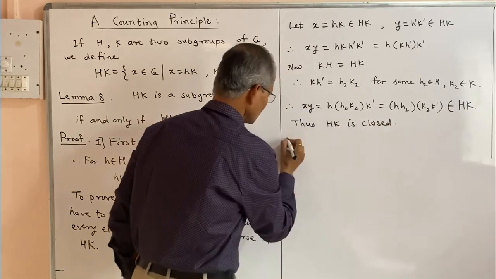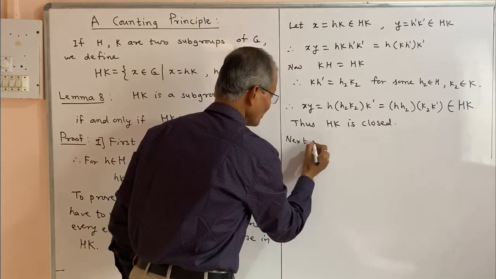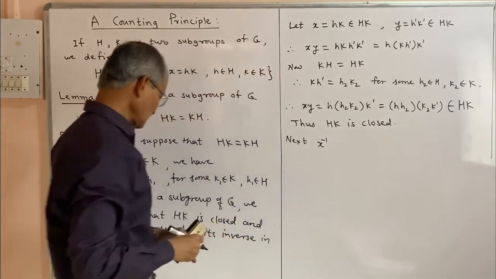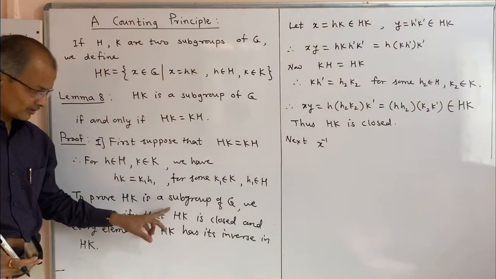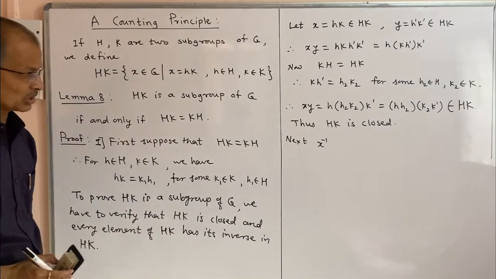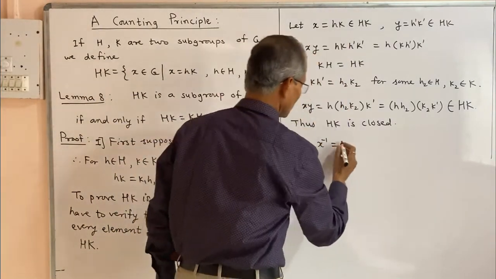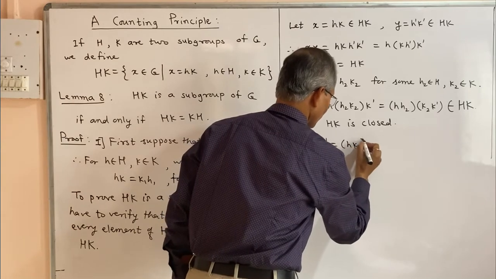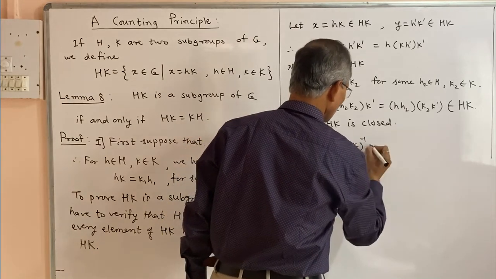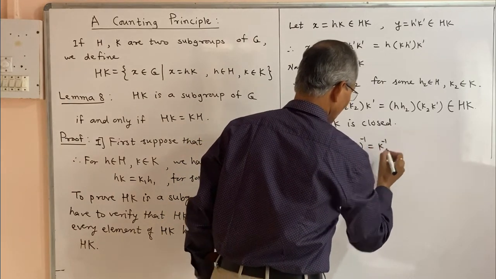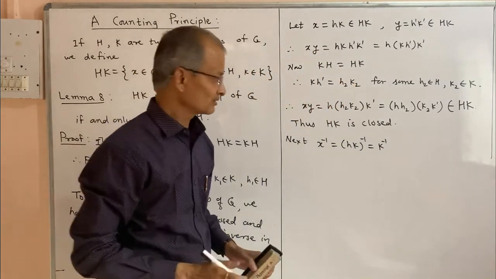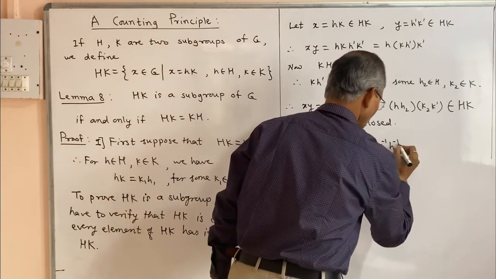Now next we shall consider, we have to show the inverse also exists. Two properties are to be proved for a subgroup: closure and existence of inverse. What is x inverse? We have considered x = hk. The inverse of hk, by the reversal law, is k inverse h inverse. So this we have proved earlier.